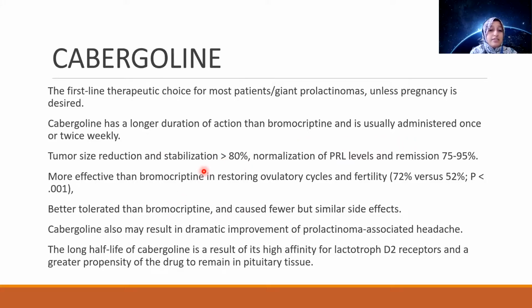Tumor size reduction and stabilization is achieved in 80%, and normalization of prolactin levels and remission occurs in 75 to 95%. For the fellows, I think you have to remember these figures because they can be asked in your exams. Cabergoline is more effective than bromocriptine in restoring the ovulatory cycles and fertility. It is better tolerated than bromocriptine and causes few similar side effects. Cabergoline also may result in dramatic improvement of prolactinoma-associated headaches. The long half-life of cabergoline is because of its high affinity to the D2 receptors.